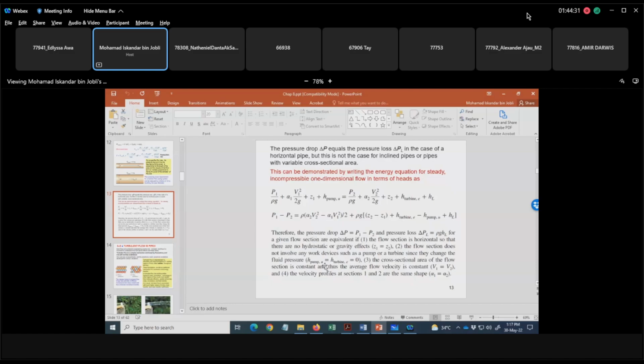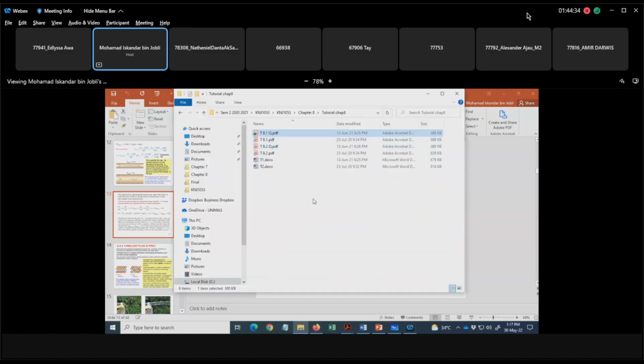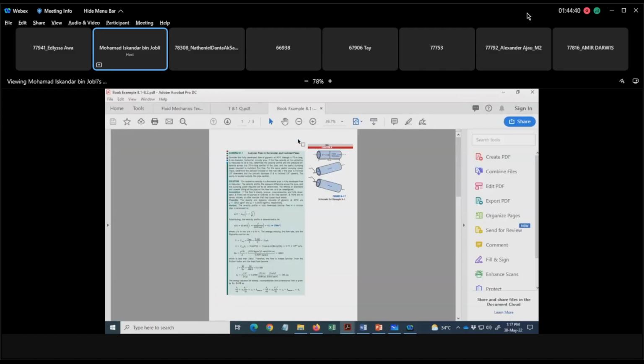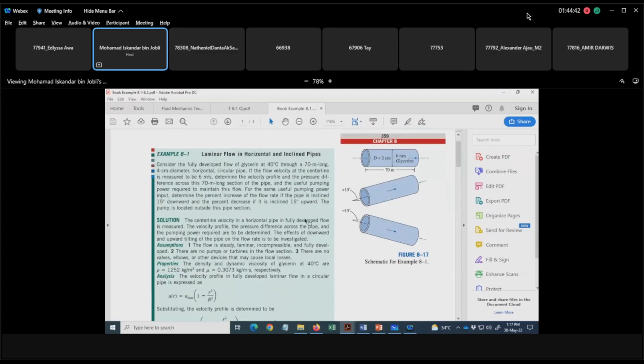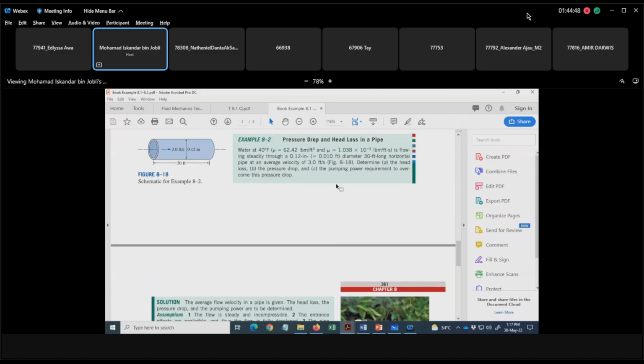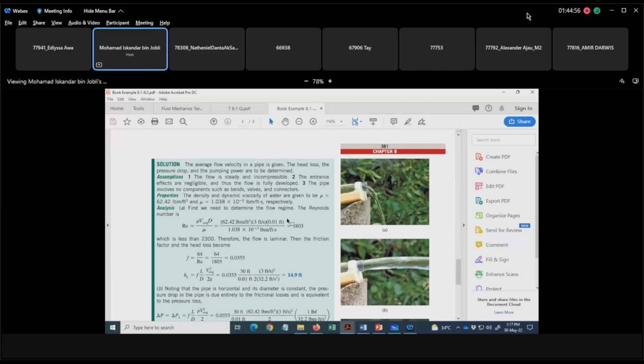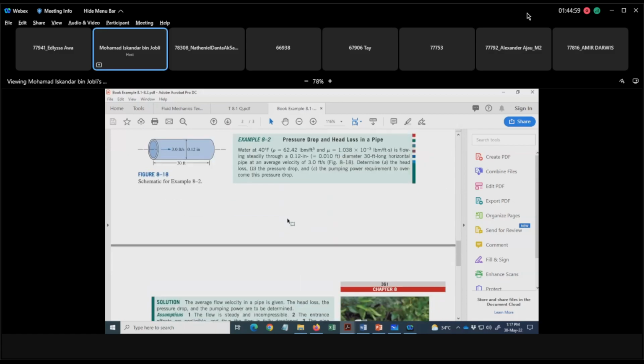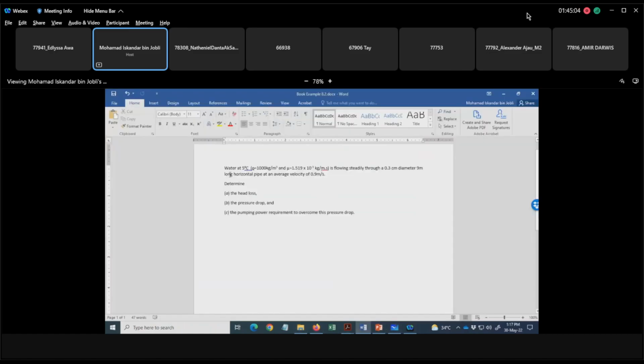Some of the examples from the book. The book example is this. We're going to go straight to 8.2. The water at 40 Fahrenheit, this is in Fahrenheit. I think I'm going to use my own. This is an example from the book as well.